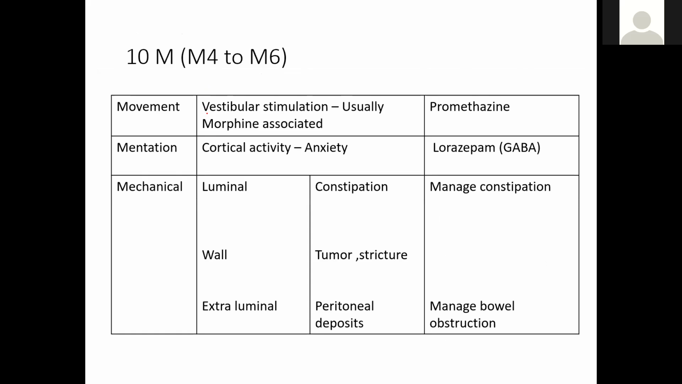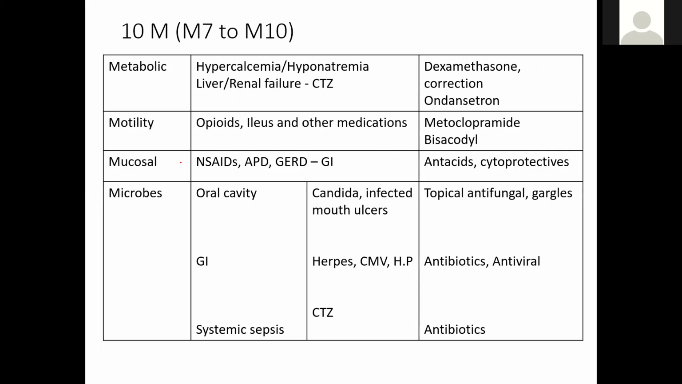Next would be movement. Movement means vestibular. Sometimes we see patients complaining of movement-related nausea when they are on morphine. Then the drug of choice would be promethazine. Mentation means thinking, anxiety. They are worried. They think a lot about memory or fear about nausea and vomiting. Then you would use lorazepam. The next M would be mechanical. That is, there is some mechanical obstruction or mechanical distension. Then you need to manage the distension, obstruction, or constipation, whatever is causing the mechanical issues to the GIT.